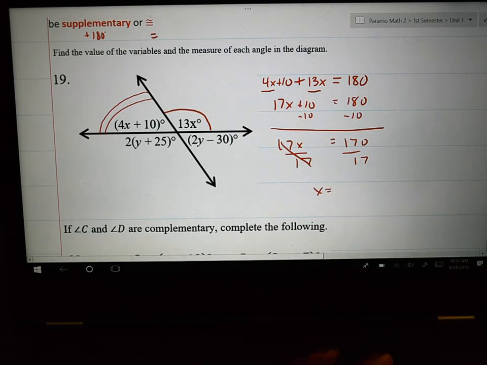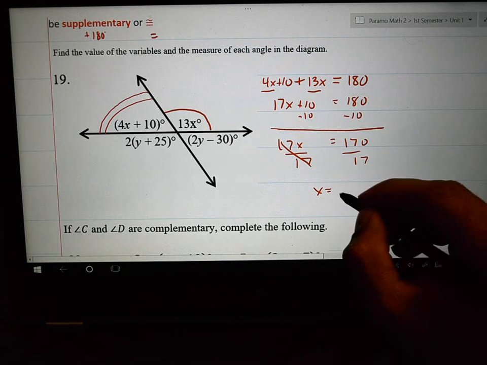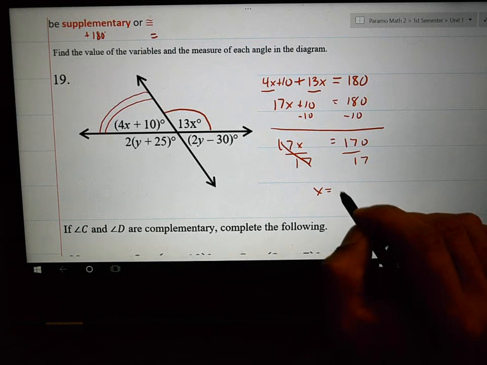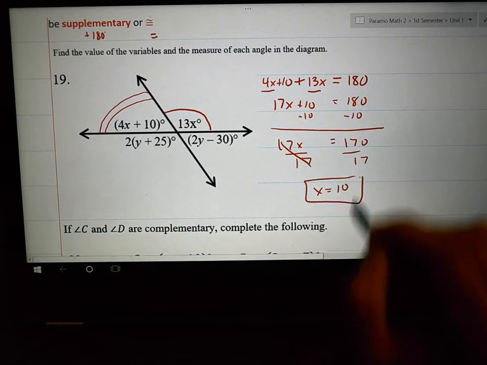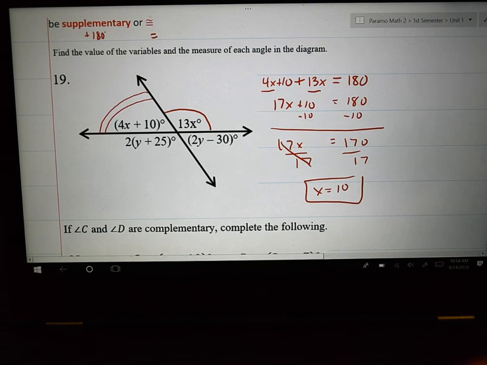170 divided by 17, can you do that in your head? How many times? Somebody can do it in their head. So x is 10 degrees.